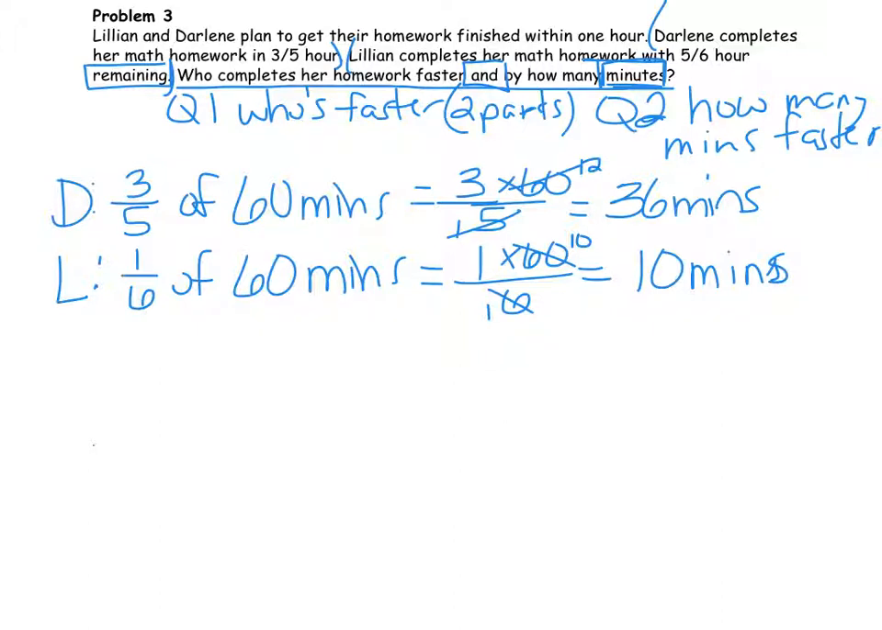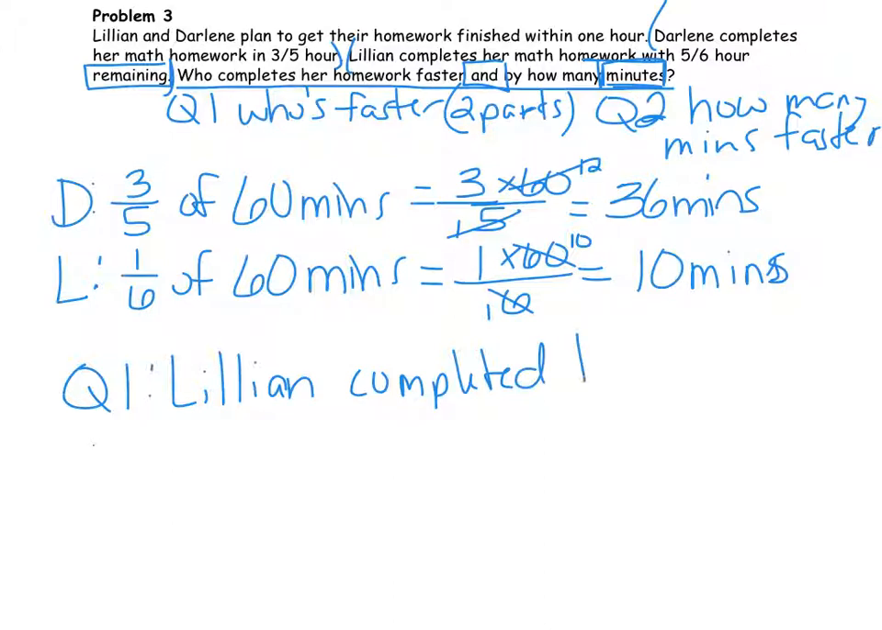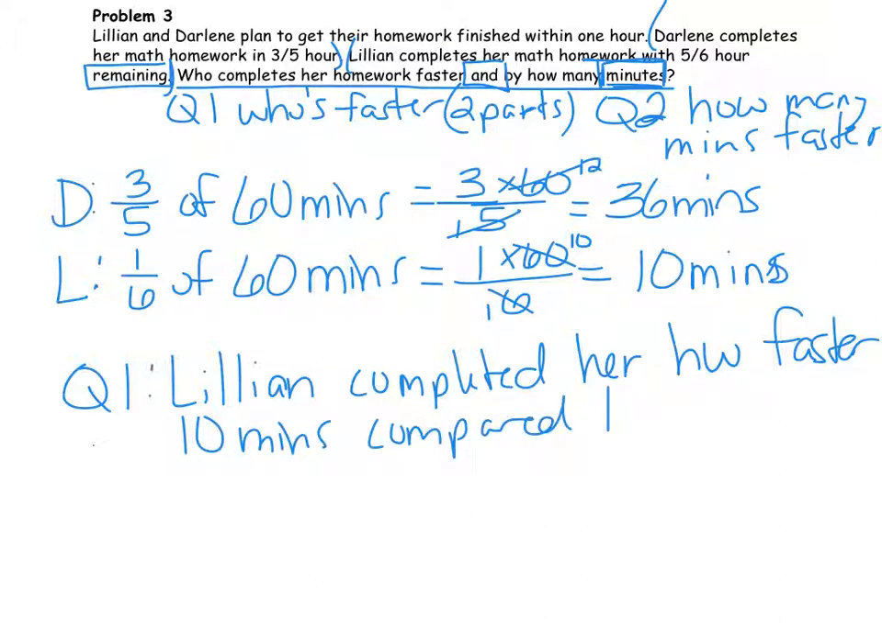Yikes. So who completes her homework faster? Well, I can answer that already. So I'm going to label this question 1. Lillian completed her homework, I'm abbreviating, faster. And then I'm going to say 10 minutes compared to Darlene's 36 minutes. Because I want to include data in my answer, proving I'm right.